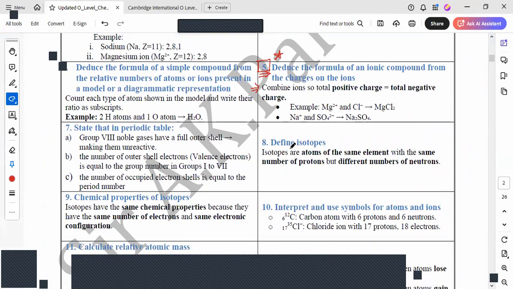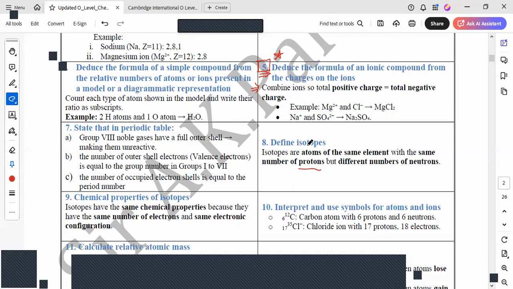The next thing is define isotope. What is an isotope? Isotopes are atoms of the same element having the same number of protons but different numbers of neutrons. Proton number is the identity of an element. If you change the proton number, the element will be changed.